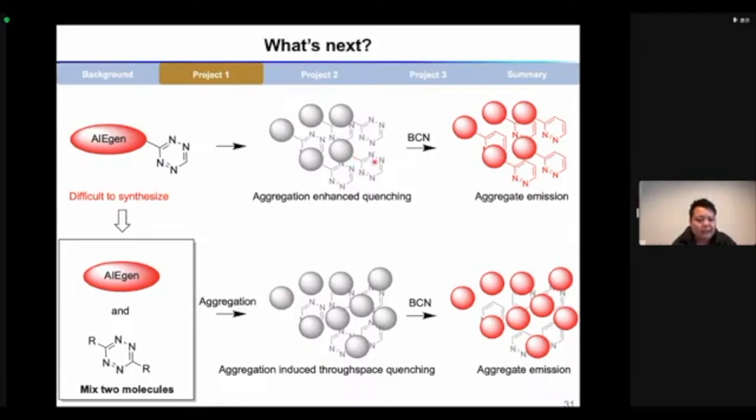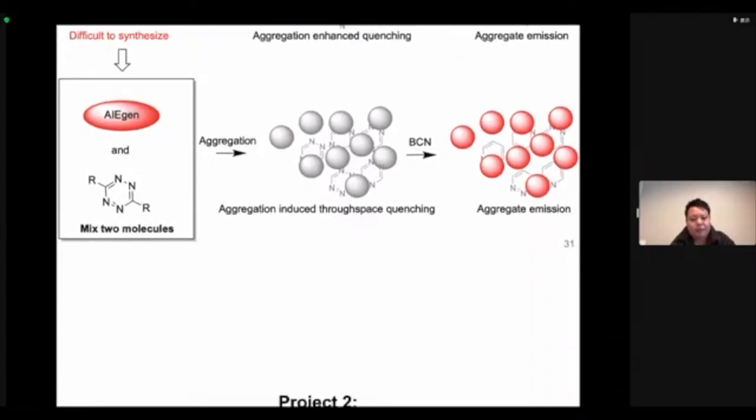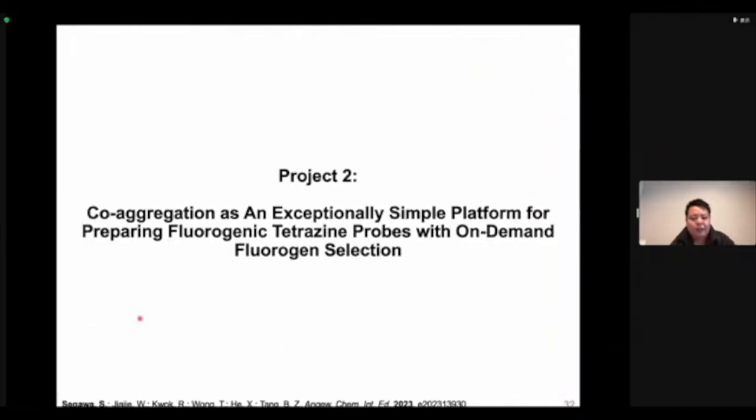So the next step was that I considered whether there is an intermolecular interaction between the tetragen and the AI agents. Can I just keep connecting the AI agents and tetragen together? And how does it work? That is my second project, the co-aggregation as an exceptionally simple platform for preparing frozen tetragen probes with on-demand frozen searchings.